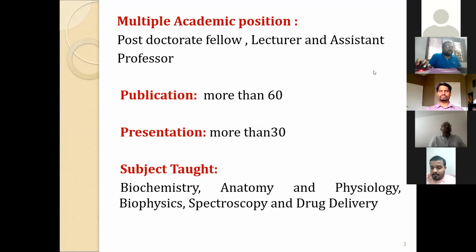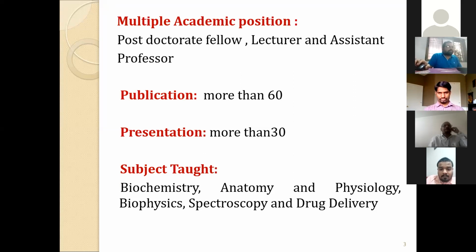Over the years, he has held multiple academic positions like postdoctorate, lecturer, and assistant professor, and has published more than 60 research papers in reputed international journals and presented his research work at dozens of international conferences. He has taught many subjects over the years, including biochemistry, anatomy and physiology, biophysics, spectroscopy, and drug delivery, to name a few. Last year, Sangram made a transition from academia to the pharma industry.